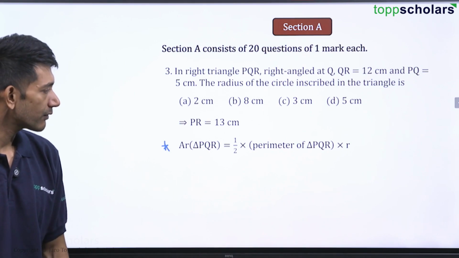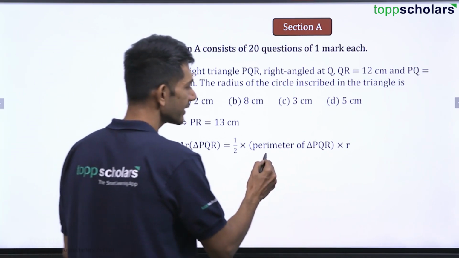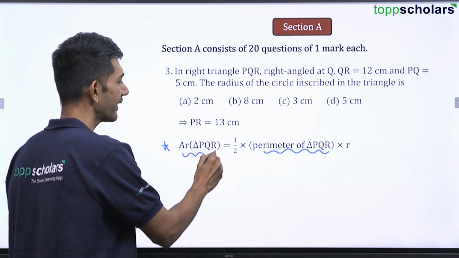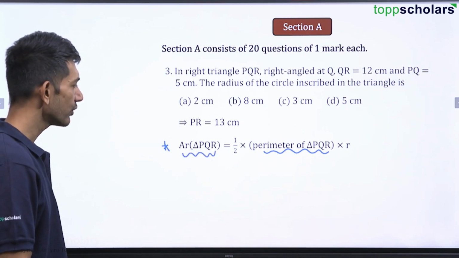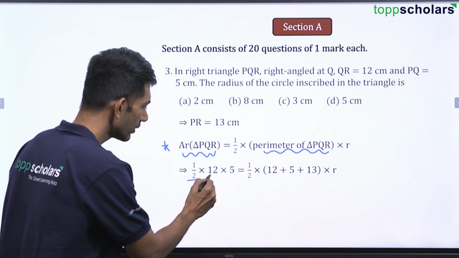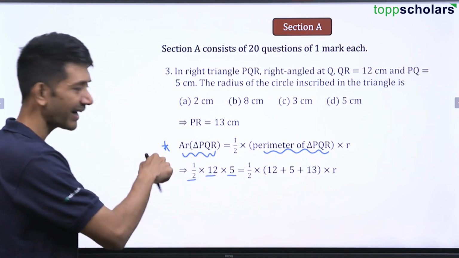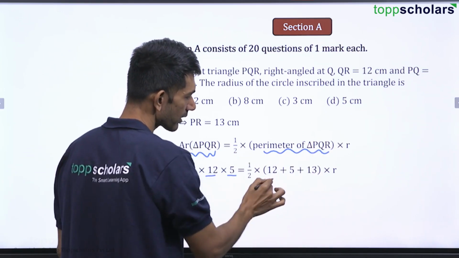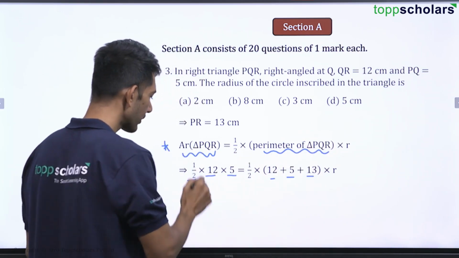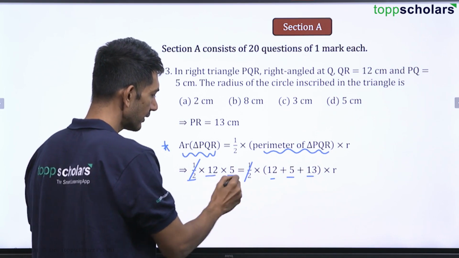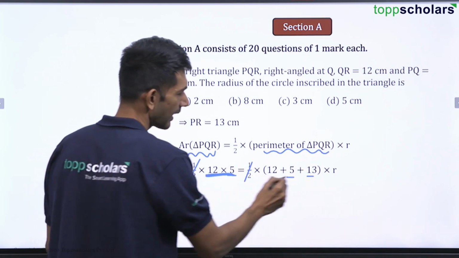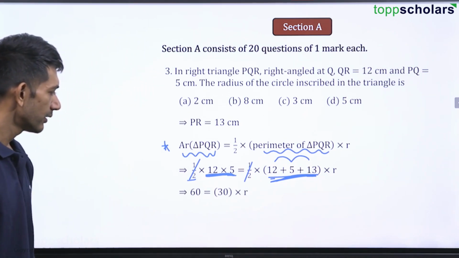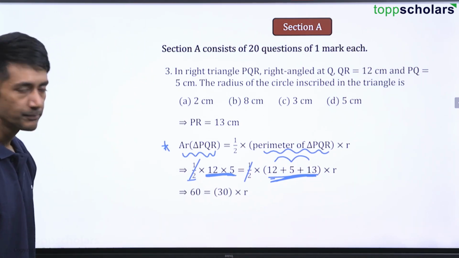So what is perimeter of triangle PQR? Sum of all the sides, that is 13 plus 5 plus 12. Correct? Area. Can we find out the area? Area as we know is already half into base into height. So half into base into height. If you see base and height, 12 and 5 as I told before is equal to half into the perimeter, 12 plus 5 plus 13 into R. So half is anyways going to get cancelled. This will become 60 and this will become 12 plus 5, 17, 17 plus 13 is 30. So we get 60 is equal to 30 into R.